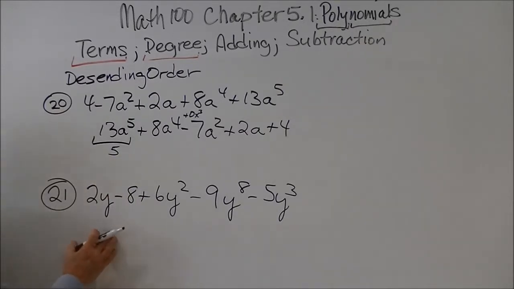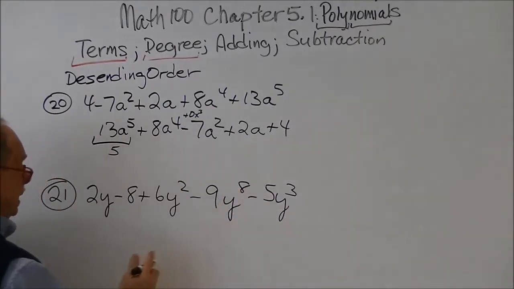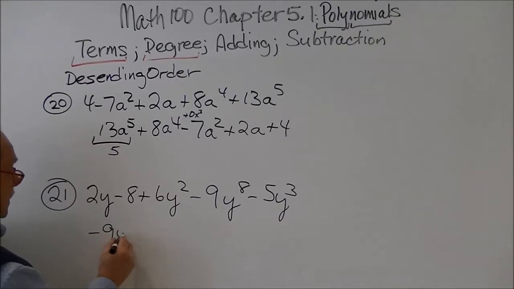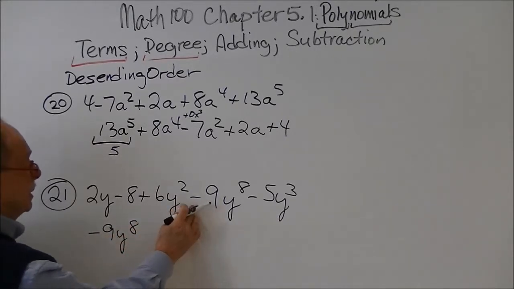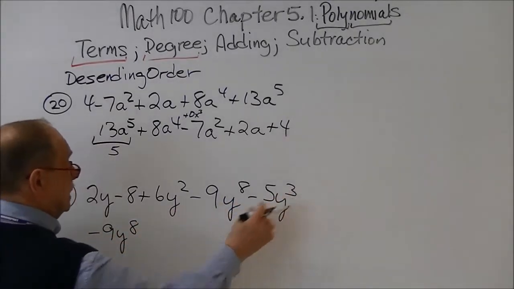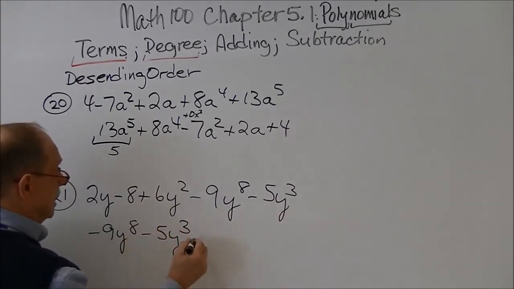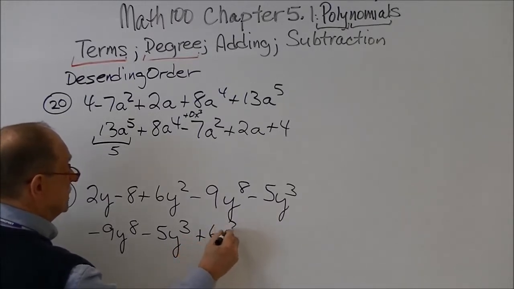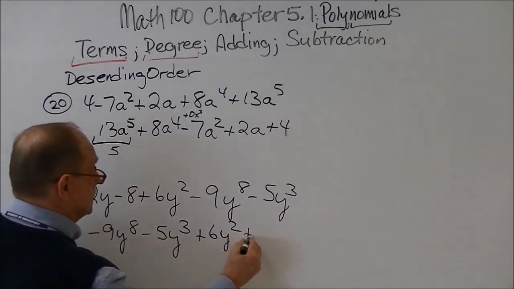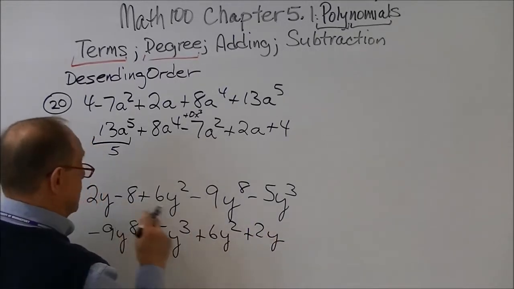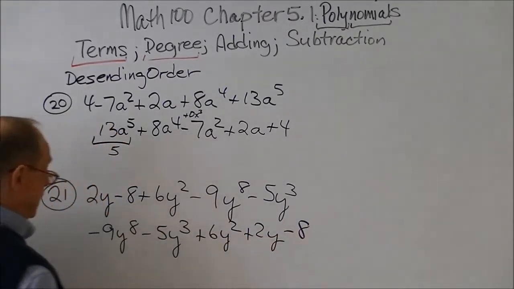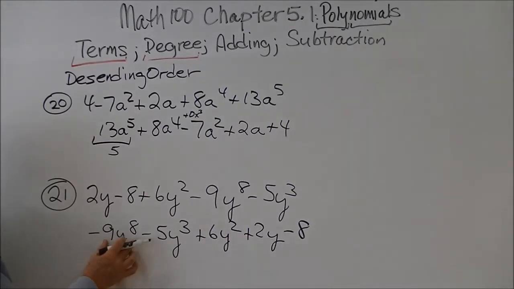Okay, in 21, what would be the highest degree? Well, y to the 8th. So negative 9y to the 8th. Then we have negative 5y to the third plus 6y to the second plus 2y minus 8. And the degree of this leading term would be 8. The numerical coefficient would be a negative 9.